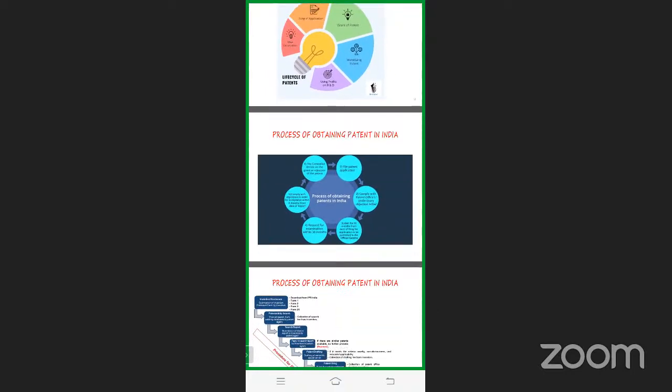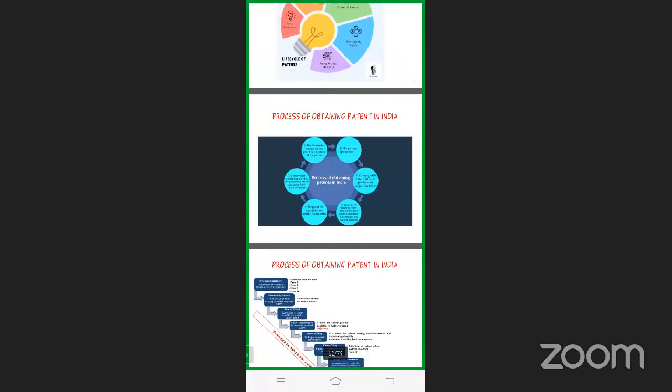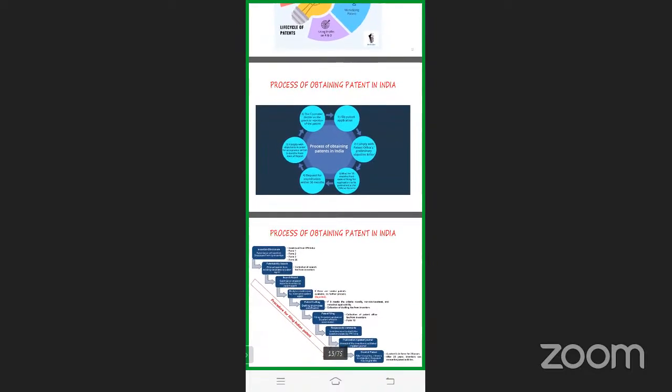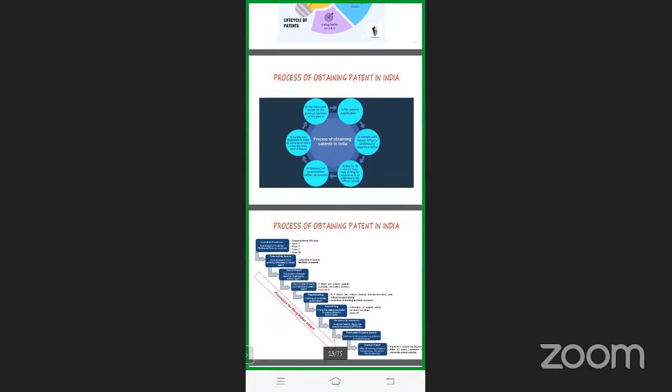Next is the process of obtaining a patent in India. First one is to file the patent application. The second one is we have to comply with the patent office's preliminary objection letter. Third one is we have to wait for 18 months from the date of filing for the application to be published in the official gazette. The fourth step is to request for examination within 36 months. And the next step is to comply with the objections in order for acceptance within 6 months from the date of report. And the final thing is the controller decides on grant or rejection of the patent.